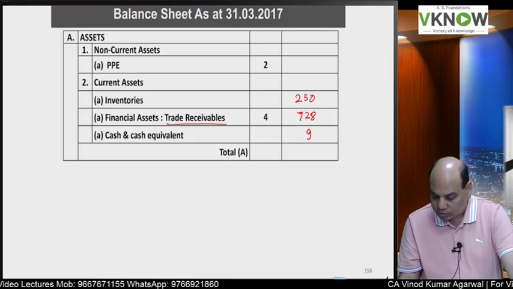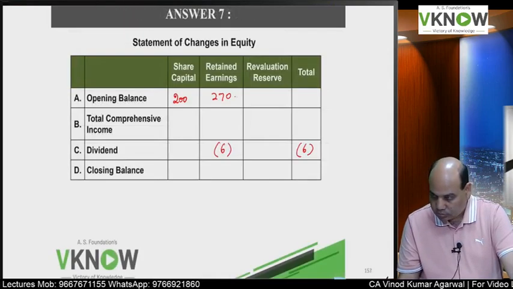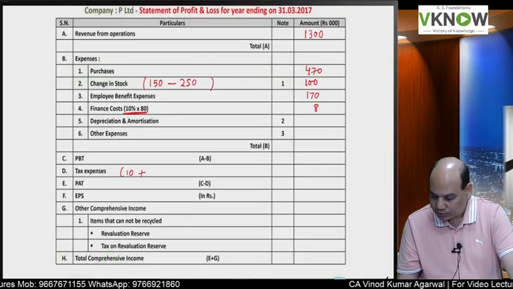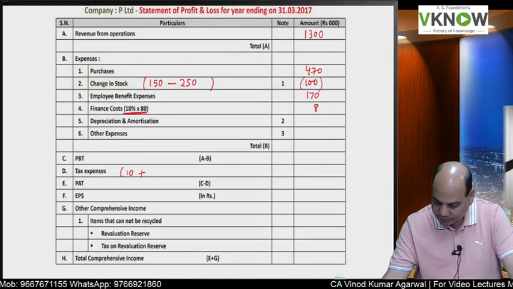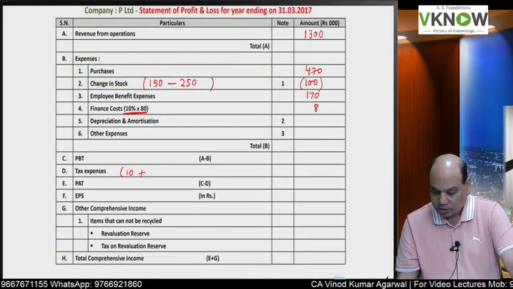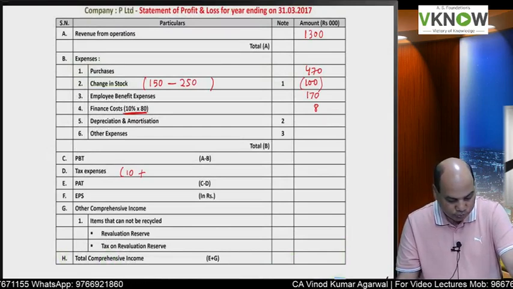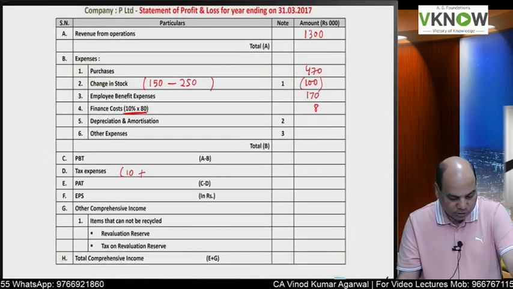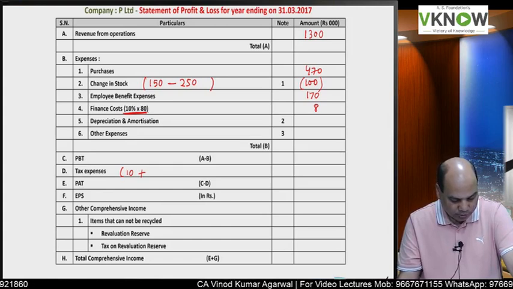In P&L account, SOPL also negative. SOPL negative. Correct. 150 minus 250. Okay, adjustment number 2. Building and plant and machinery are depreciated on a straight line basis. No residual value on building 5%, plant and machinery 20%.